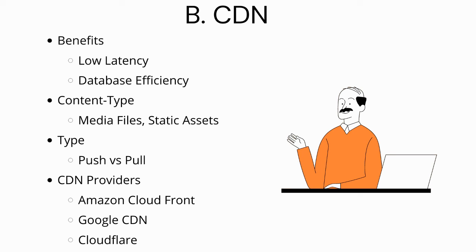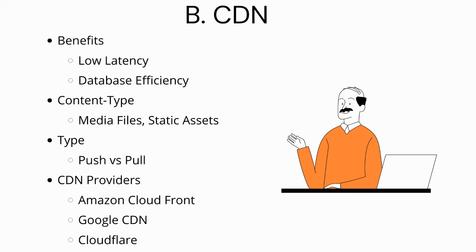Secondly, we learned there are different types of data that can be stored on CDN servers, such as video files, audio files, images, and static assets such as your website logo. We also learned the pros and cons of using push versus pull type of CDN service. There are different types of CDN providers available today, and some of the common ones are as follows: Amazon CloudFront, Google CDN, Cloudflare, etc.